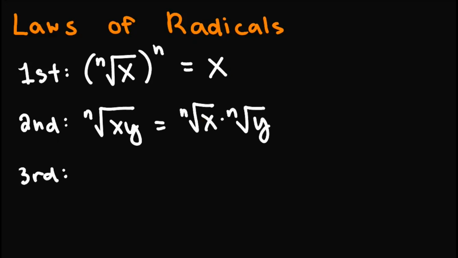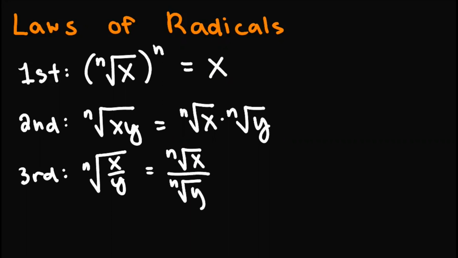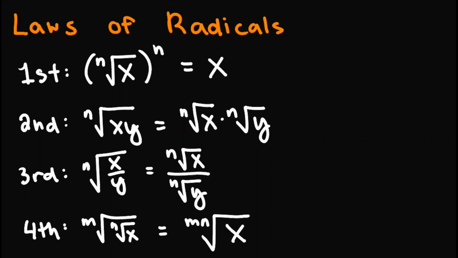And the third law, if we have the nth root of x over y, this one is equal to the nth root of x over the nth root of y. And lastly, the fourth law, if we have the mth root of the nth root of x, this one is equal to the m times nth root of x. So these are the 4 laws of radicals.